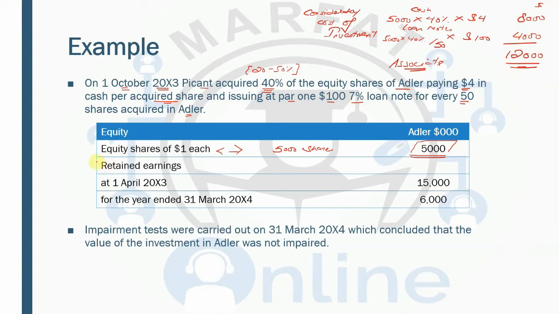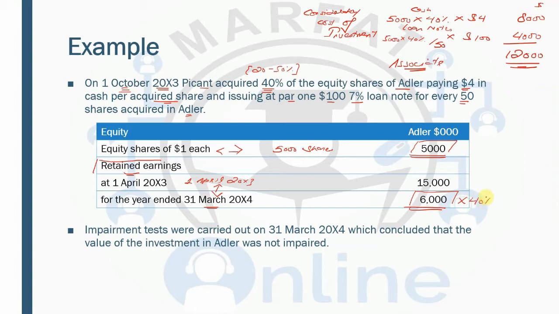And then we have further data. Retained earnings of the associate at 1st April were 15,000, and this year they have made a profit of 6,000. Now this 6,000 is for the full year, from 1st April 20x3 to 31st March 20x4. But Picant has acquired the associate on 1st October. So we'll take October, November, December, January, February, March, 6 months. So 6,000 is the total profit.